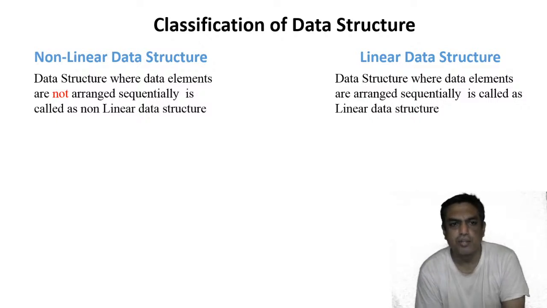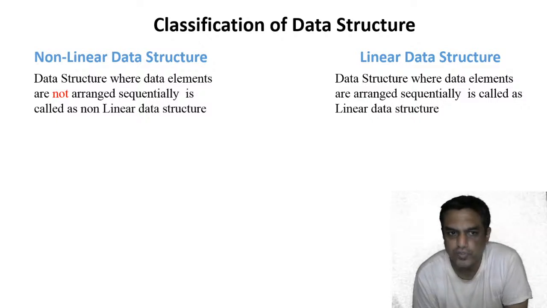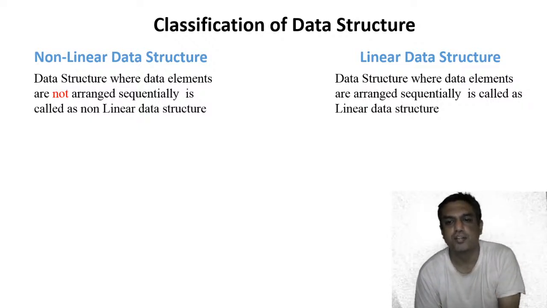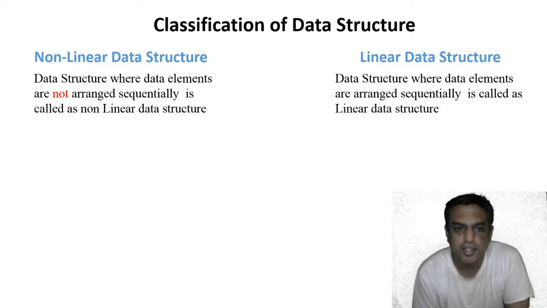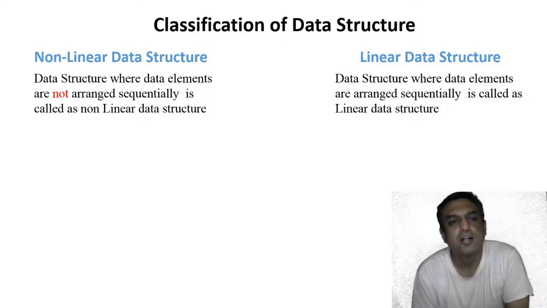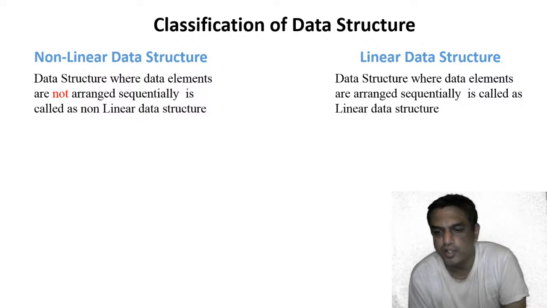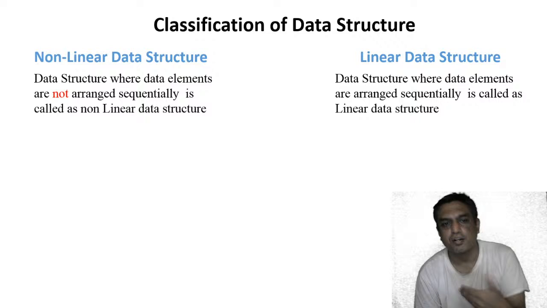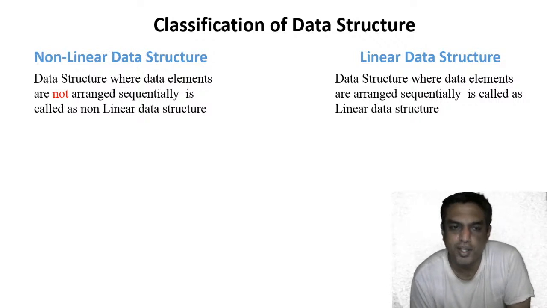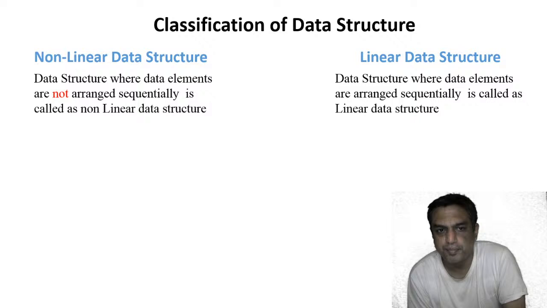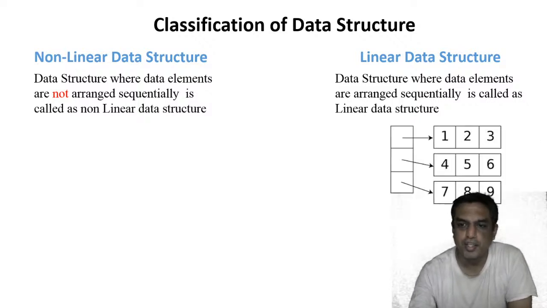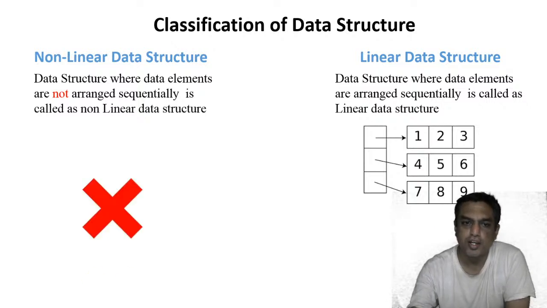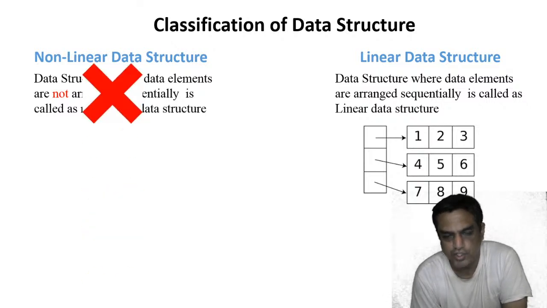Can you give me another example of non-linear data structure? Another example of non-linear data structure we have just discussed in the previous slide, that is the data of historical places. The data of historical places which are represented as country name, state name, city name, and then followed by historical place. So obviously linear data structure is sequential, whereas non-linear data structure is not sequential.